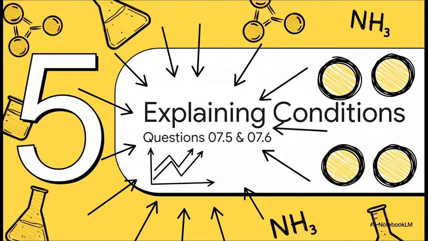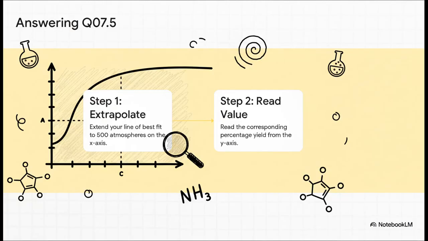We're on the home stretch now. This is the final and, let's be honest, the toughest part of the question. Here you have to use that graph you just drew and then pull everything you know together for the big 6-marker. Okay, so for question 07.5, you have to use your new graph. It asks you to figure out the yield at 500 atmospheres, which, you'll notice, isn't in the table. The marks here come from physically showing that you're extending or extrapolating your line on the graph, and then reading the value off the y-axis correctly.